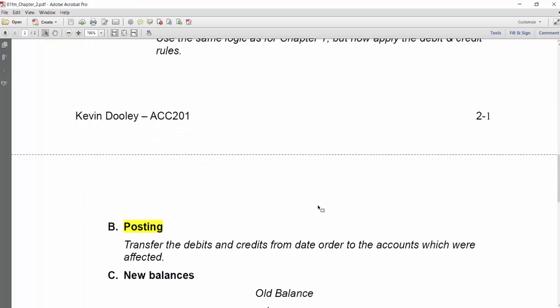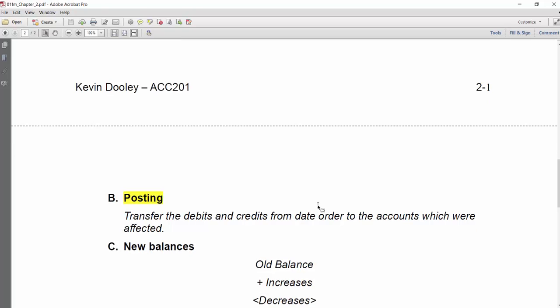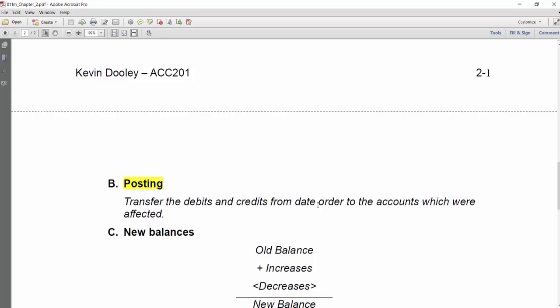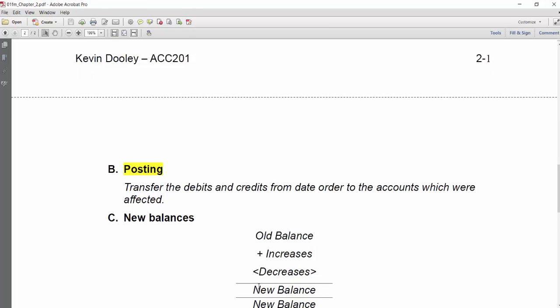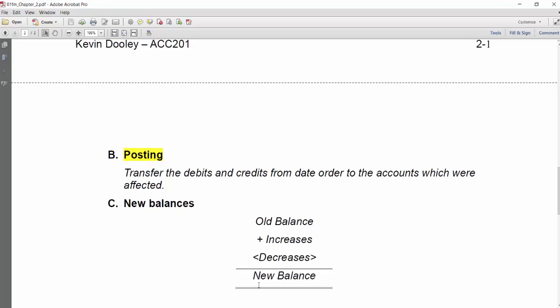So how do you get a new balance? It doesn't matter whether we're talking about an account that goes up by debits or credits, the work is still basically the same. Whatever the old balance was, be it debit or credit, add any amounts that were increases, which depends on which kind of account it was and which side the entries were made on, and subtract any entries for which there were decreases, and then you've got your new balance. Now, how does this work in practice? Let's take a look at this.